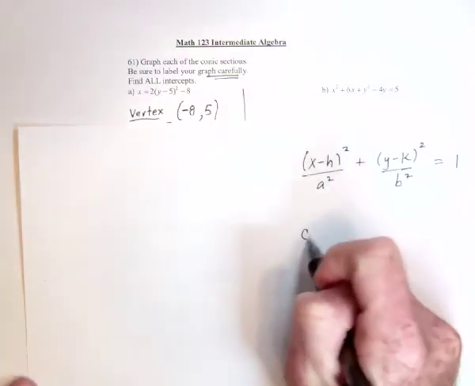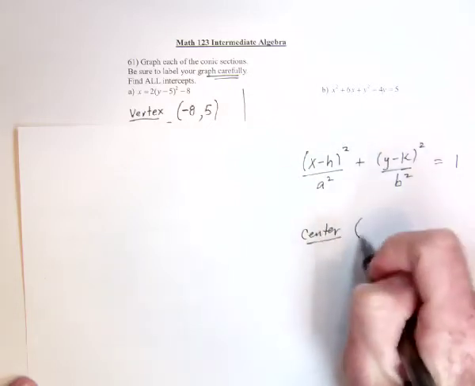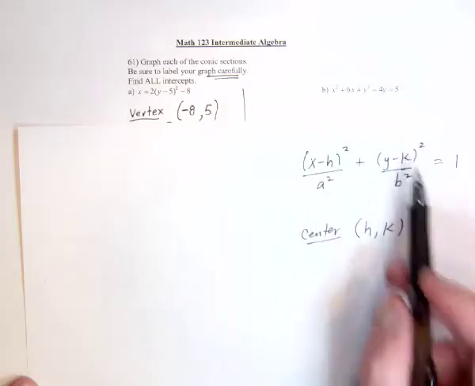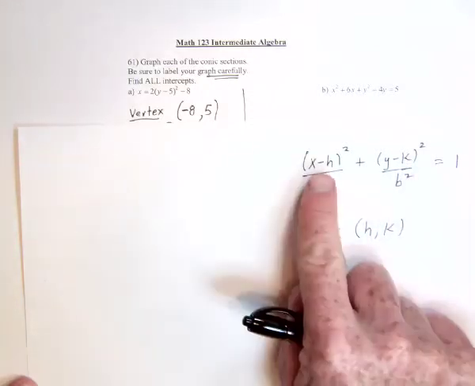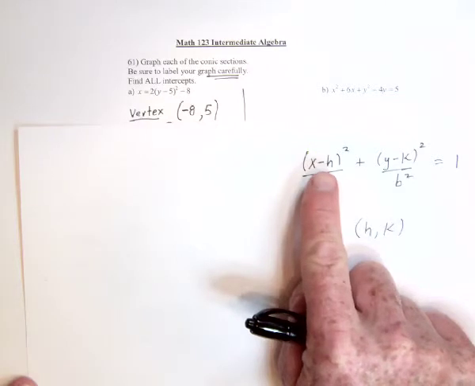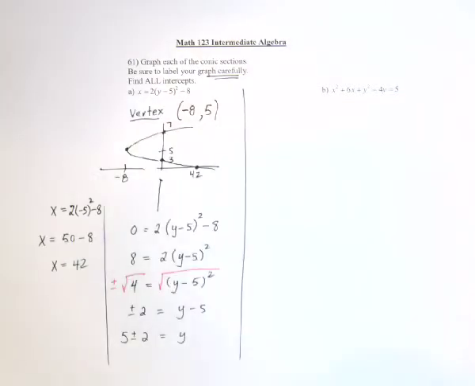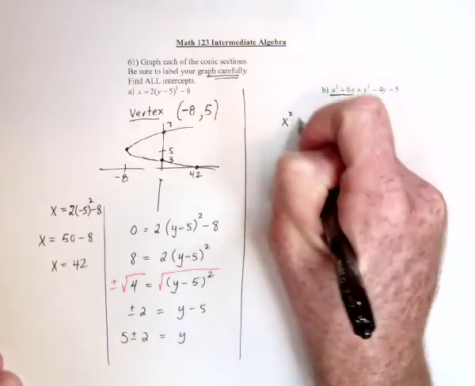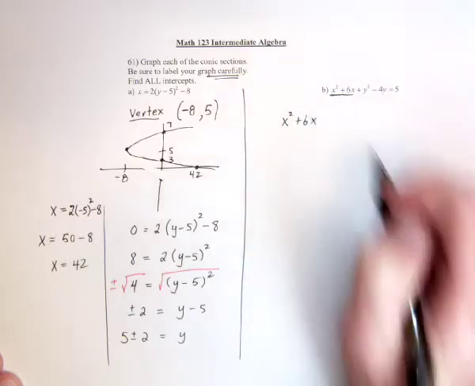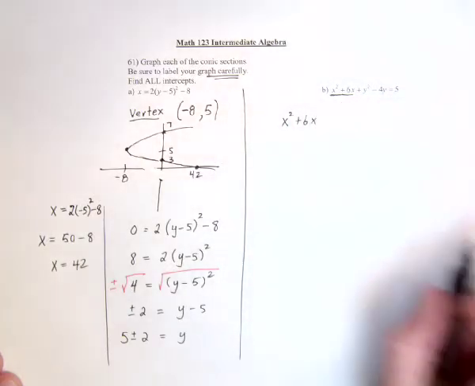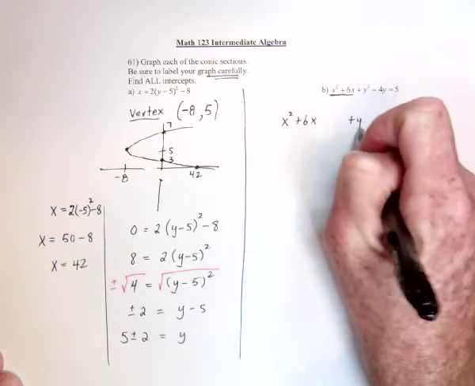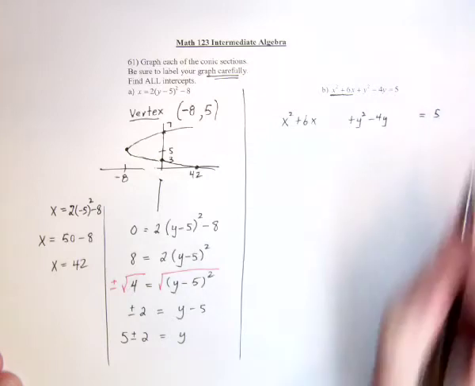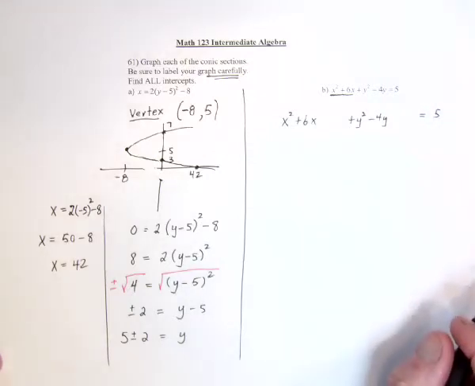Once we do that, the center will be at h comma k, coming from these two numbers. To get it into this form, we need to complete the square. So take the x terms, x squared and a 6x, and then leave a space. Take the y terms, plus y squared minus 4y, and then leave a space.